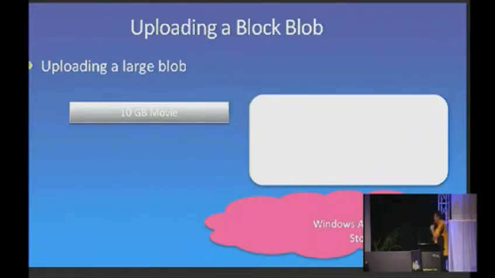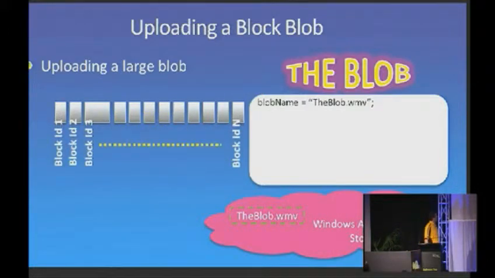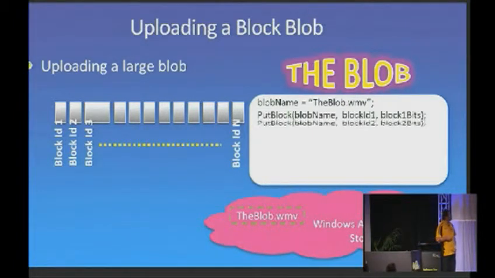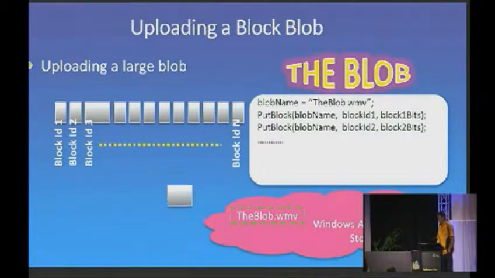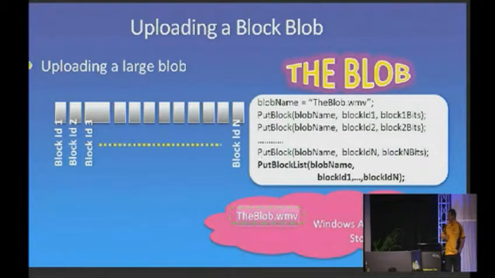So say we've got a 10 gig movie file we want to put up into the cloud. We're going to put that up as a blob, so we're going to define that as having a blob name, and then we're going to chunk that into blocks. Within that blob name, we're going to put block 1, block 2, block 3, all the way through to block N. So we now have a bunch of uncommitted blocks up in storage, and then finally we do what's called putting a block list. When we put a block list, we basically say, all of these blocks in this list make up this blob, commit that blob for me.